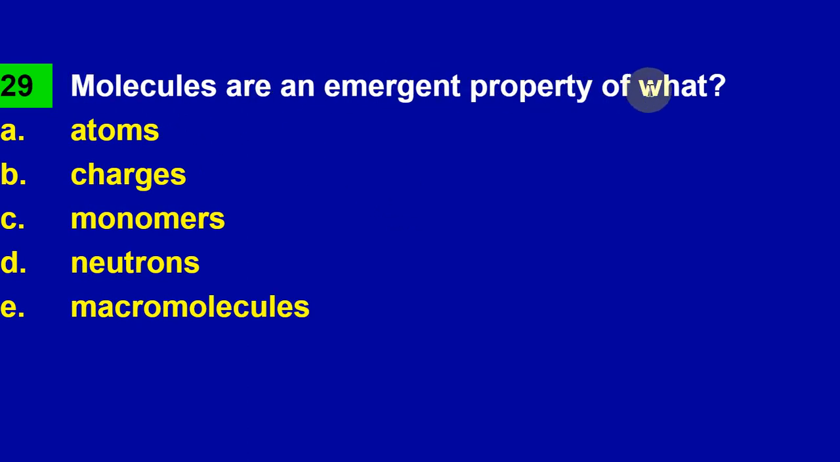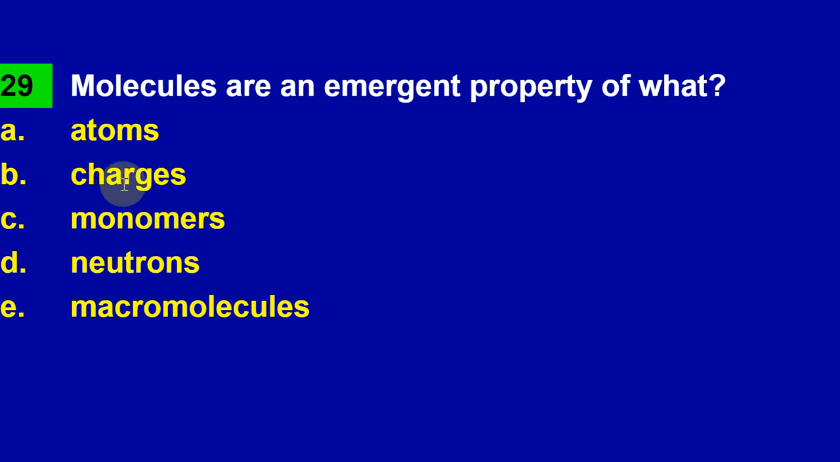Molecules are an emergent property of what? If you go down from molecule, what do you get? Or how about if you go up from molecule? Molecules form maybe polymers, macromolecules. You're going up. How about going down? Because what's below emerges to molecule, which we're interested in.